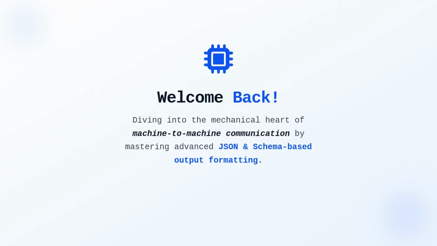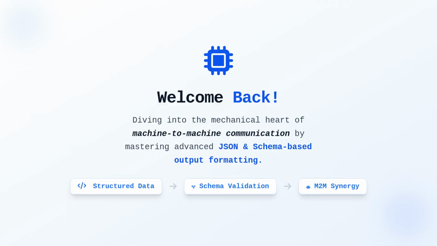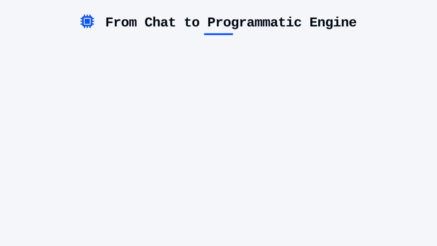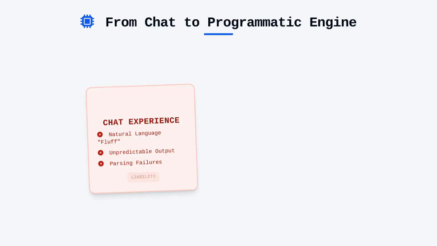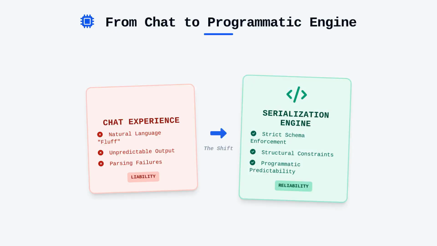Welcome back. We are now diving into the mechanical heart of machine-to-machine communication by mastering advanced JSON and schema-based output formatting. When we interact with large language models for automated systems, the natural language fluff that characterizes a standard chat experience becomes a liability. We require programmatic predictability, where the model acts as a reliable serialization engine rather than a conversational partner. To achieve this, we shift our strategy from plain text instructions to strict schema enforcement that mirrors the rigidity of integrated external tools. By providing the model with explicit structural constraints, we eliminate the ambiguity that typically results in malformed data and failed parsing attempts by downstream applications.